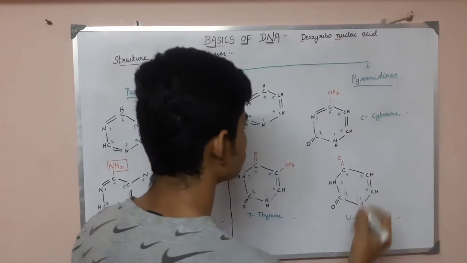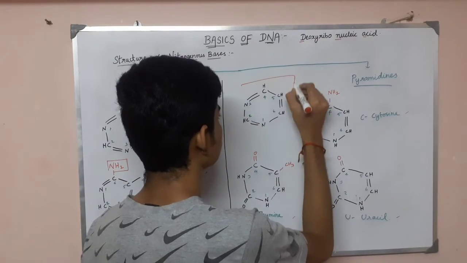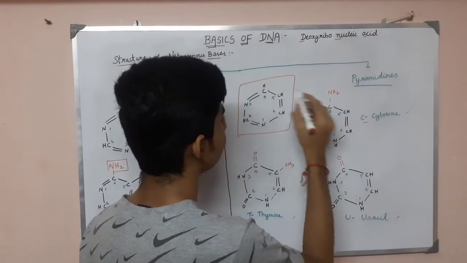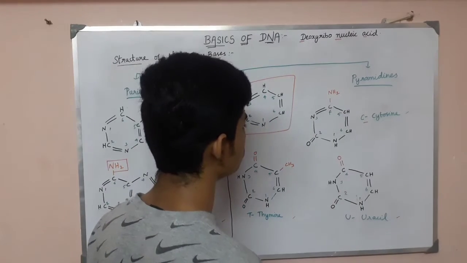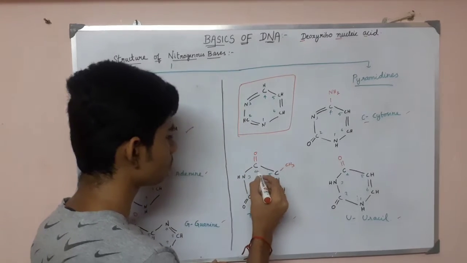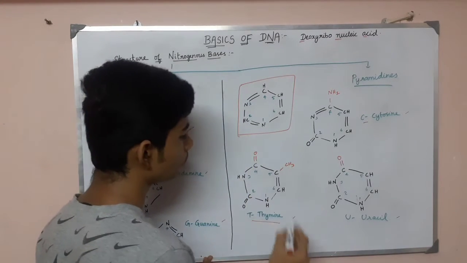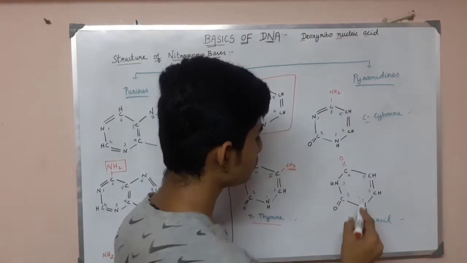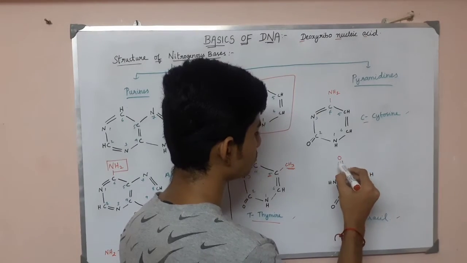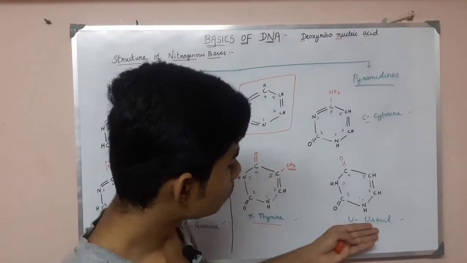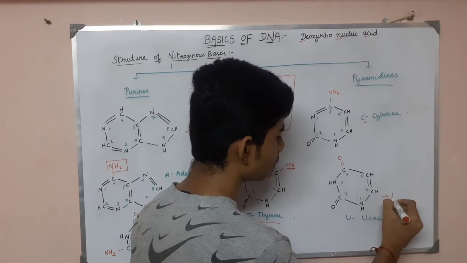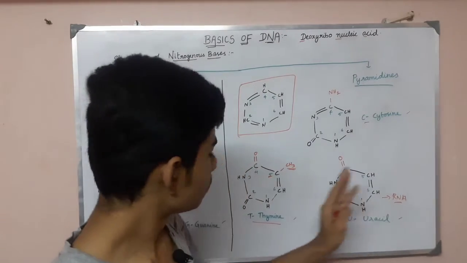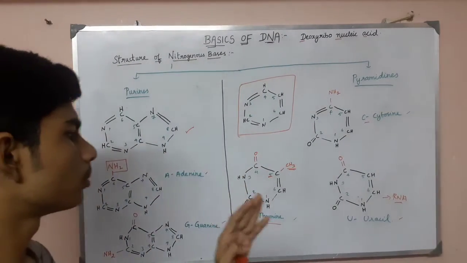Whereas in pyrimidines, this is the common pyrimidine structure. They are single-ring structures. In cytosine, in place of the fourth carbon's H, NH2 is present. Whereas in thymine, at the fourth carbon there is a double-bonded O, and at the fifth carbon CH3 is present. Whereas in uracil, at the fourth carbon a double-bonded O is present. So this uracil is present only in RNA, not in DNA. In place of thymine, uracil is present in RNA.